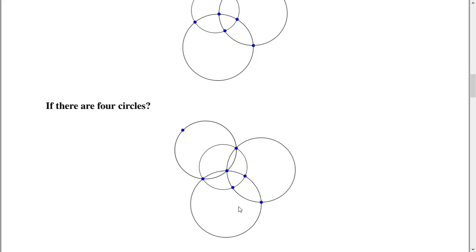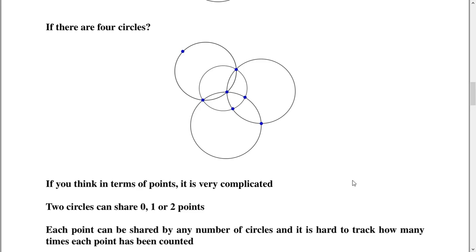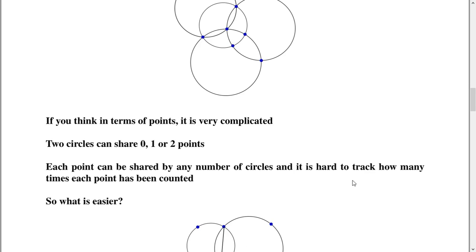It gets very complicated here, right? It's quite hard to think about this problem in terms of points. That's because 2 circles can share either 0, 1 or 2 points. And more importantly, each point can be shared by any number of circles. And that makes it very hard to track the number of times each point has been counted. And so thinking about this problem in terms of points is not going to help us much. It may, but it's quite a complicated process.